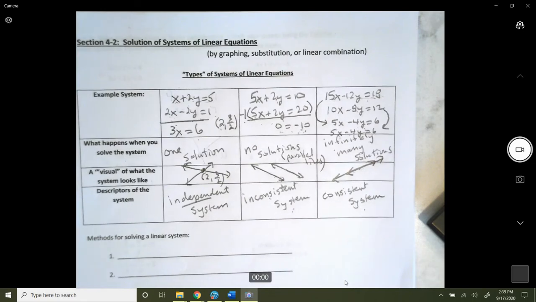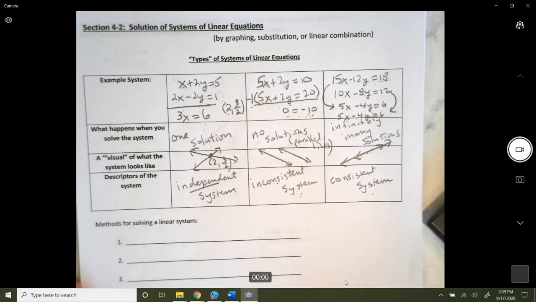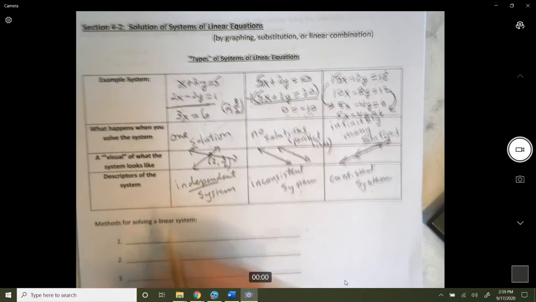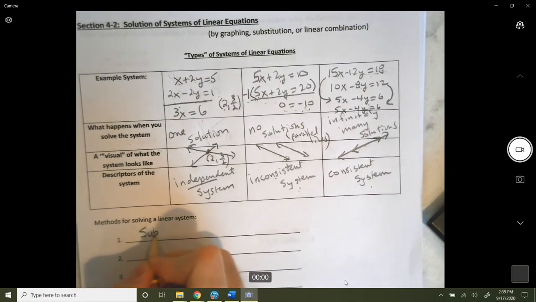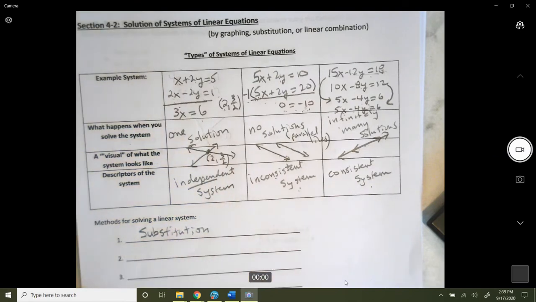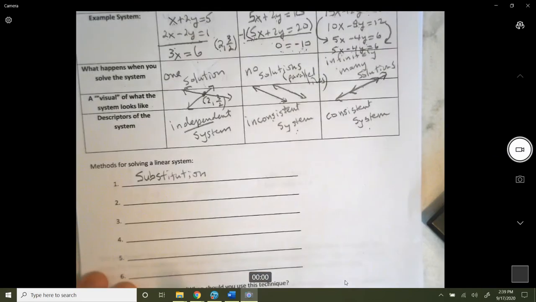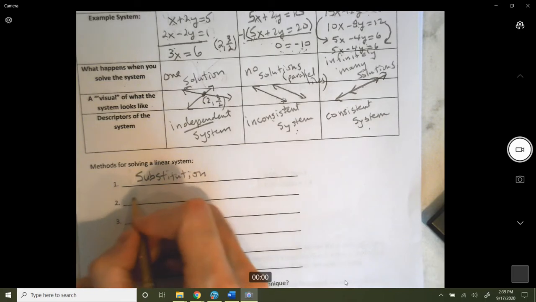Okay, so let's look at methods for solving a system. We're going to talk about 6 methods here, roughly 6 methods. So one method is substitution. We'll go through an example of substitution. Another method is called linear combination.